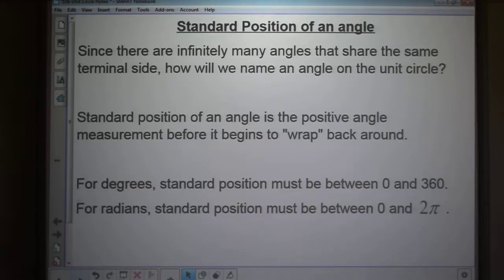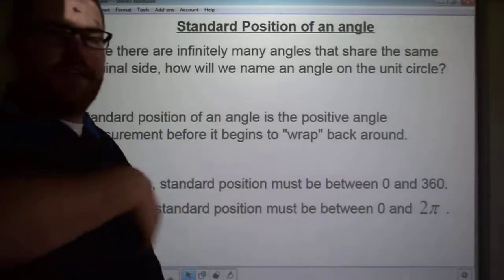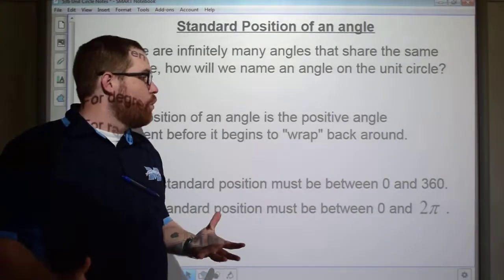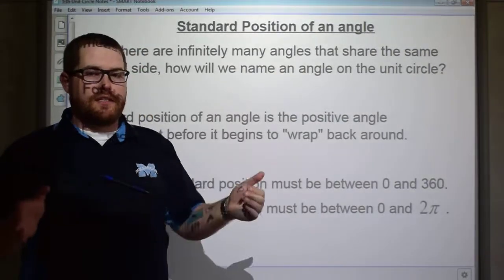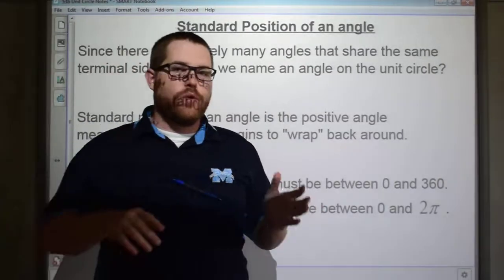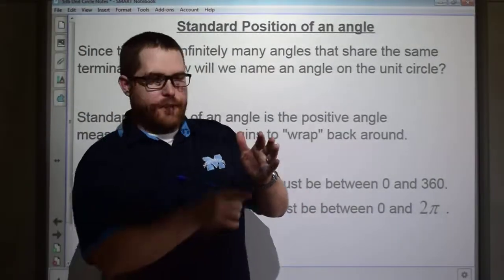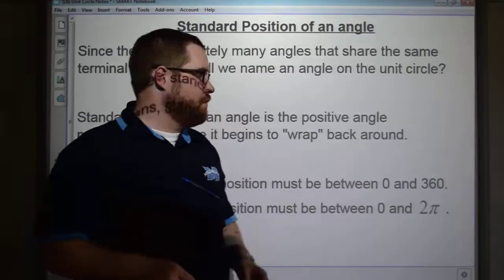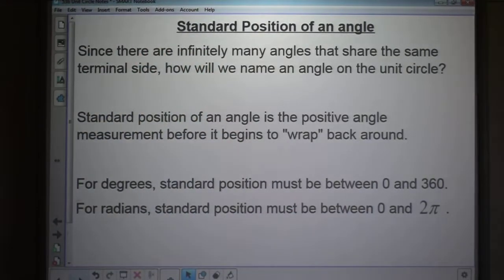Standard position. Since we have an infinite number of times it can wrap around, how will we name them? We're only going to name them between 0 and 360 or 0 and 2 pi. In other words, somewhere between the beginning and 1 rotation. We'll never name them after that 1 rotation. Okay? So all angles in degrees have to be between 0 and 360, and then radians between 0 and 2 pi.